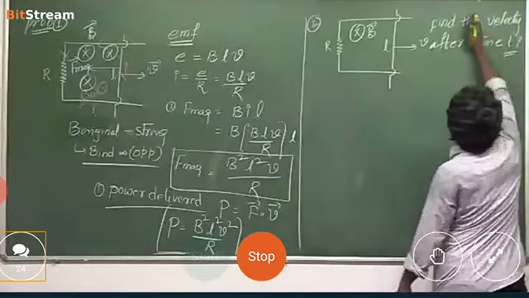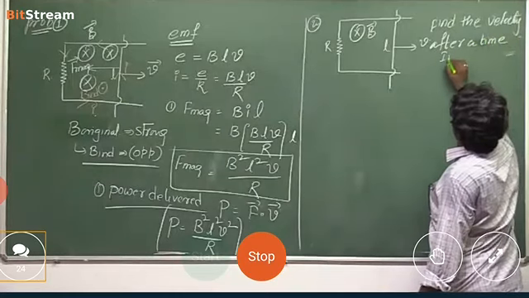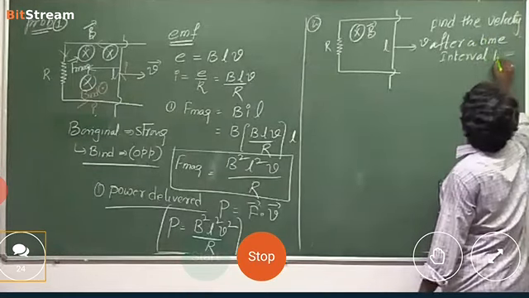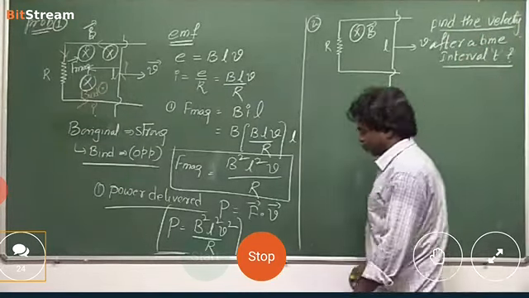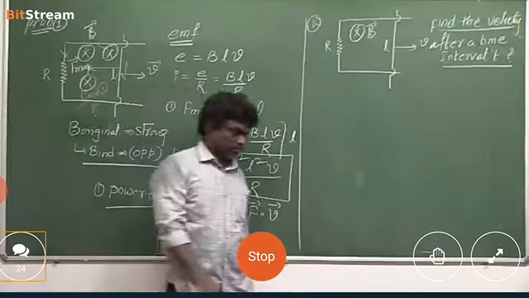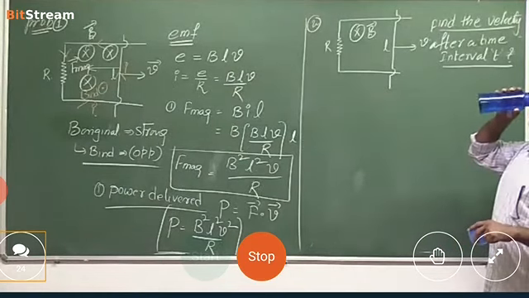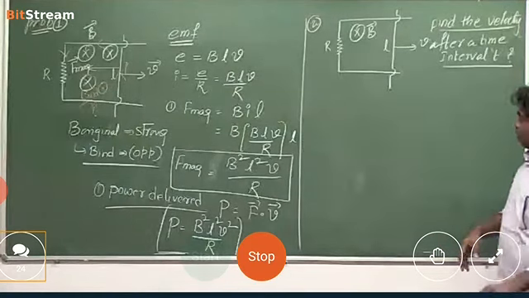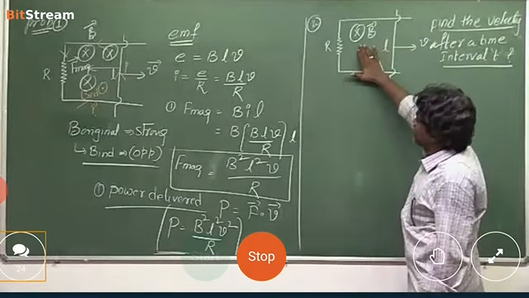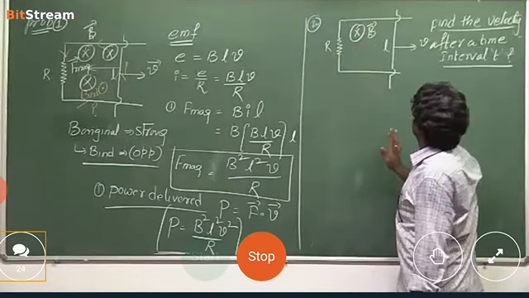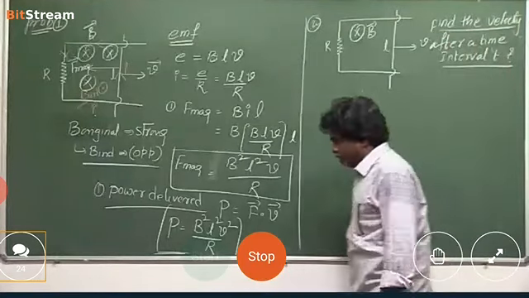After a time interval. This is a very important question. Now this is the rod of length L, which is moving with velocity V in the presence of magnetic field B, and here is a resistance. What is asked? Find the velocity after a time interval T.